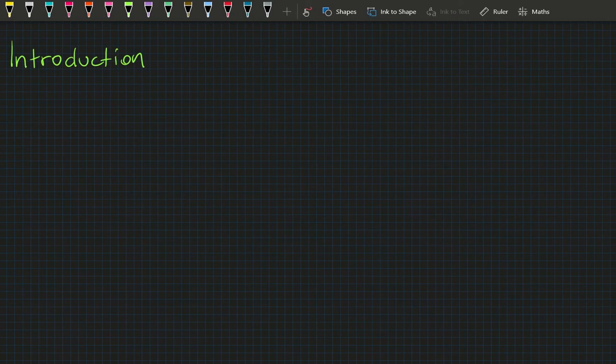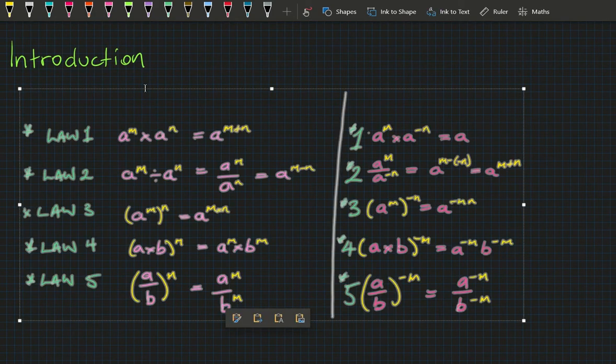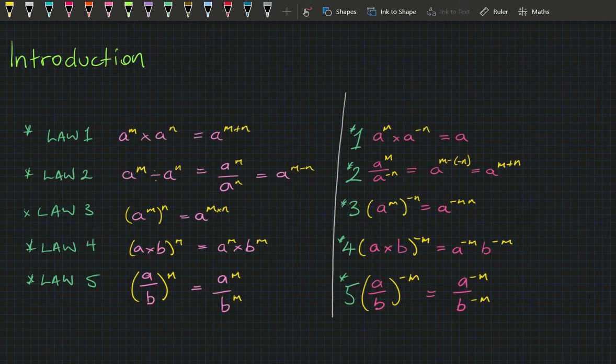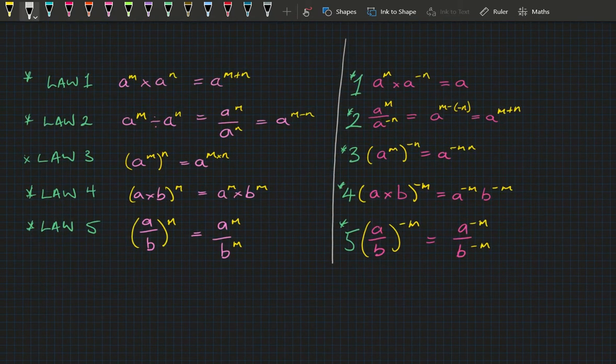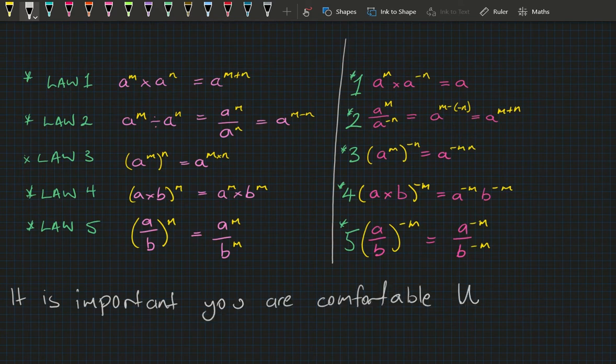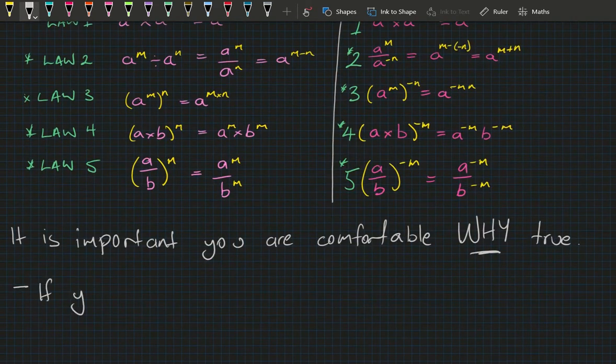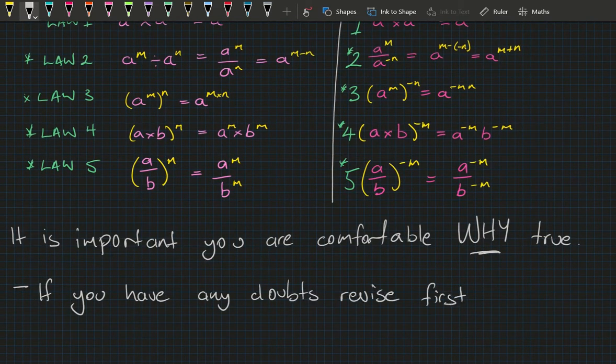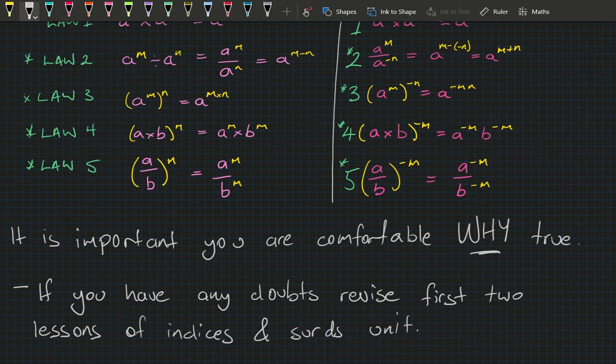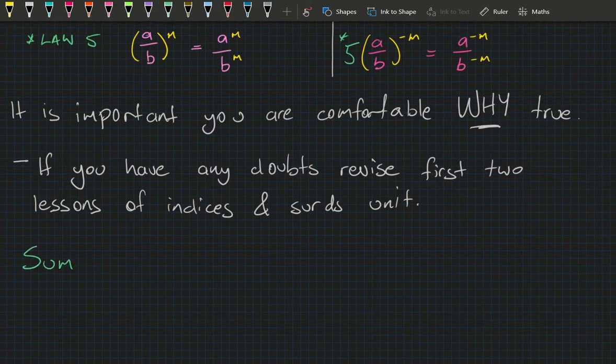Okay, you need to recall the index laws and their negative friends. And I've cut these out of those lessons that we did earlier in the year. Hopefully you already know all these, because it's really important that you're comfortable with why they're true, because we'll be using all of those reasons throughout this unit. So if you have any doubts, please revise the first 2 lessons of the indices and surds unit. But a basic summary of these index laws is probably needed, okay?